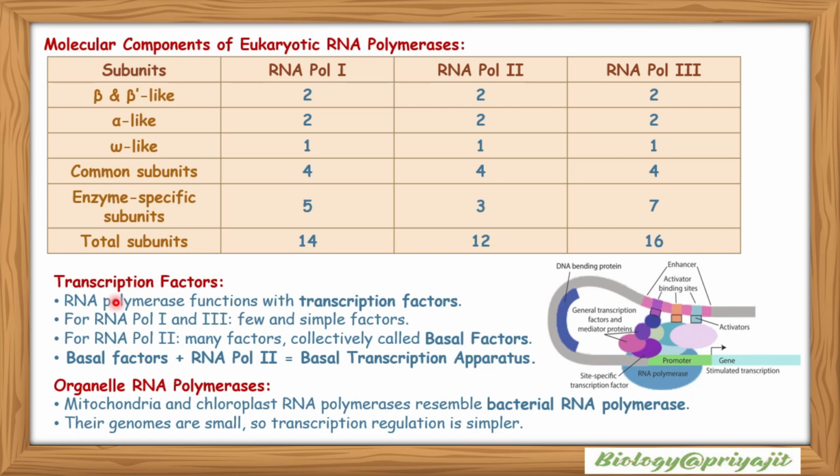So what are the transcription factors? RNA polymerase functions with transcription factors. For RNA polymerase 1 and 3, few and simple factors are needed. For RNA polymerase 2, many factors, collectively called basal factors, are needed. Basal factors plus RNA polymerase 2 together are called the basal transcription apparatus. Organelle RNA polymerases: mitochondria and chloroplast RNA polymerases resemble bacterial RNA polymerase. Their genomes are small, so transcription regulation is very simple there.